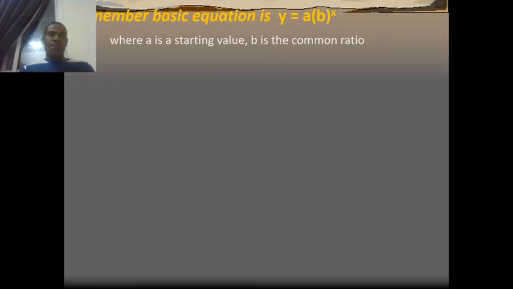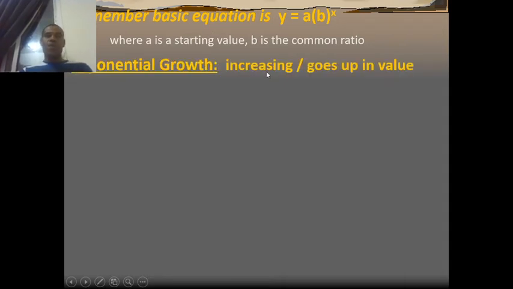So remember the basic equation first, my learners: y equals a b to the power x. a is a real number, the starting value, and b is the common ratio. If the ratio is less than 1, we can say that it's an exponential decay. If the ratio b, for example, is 6/5 or 7/5, we can say that it's an exponential growth.